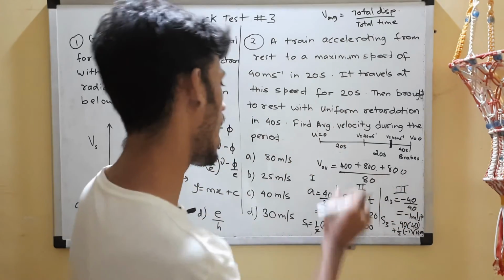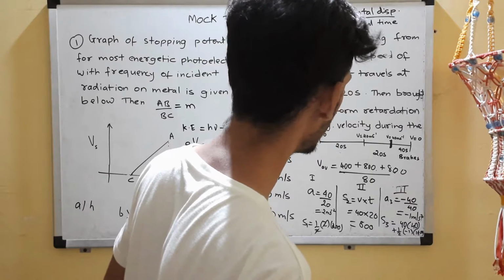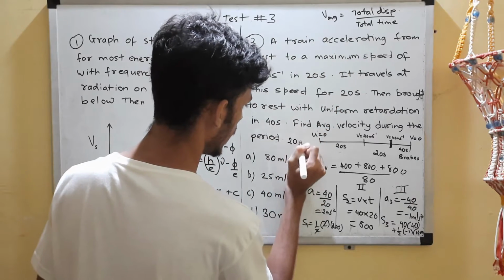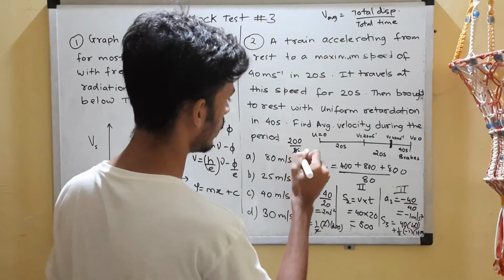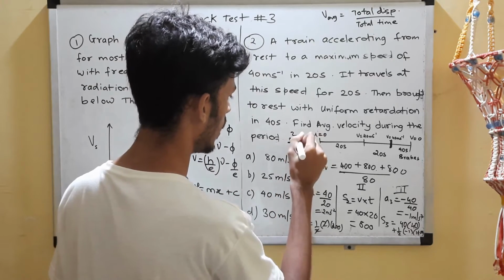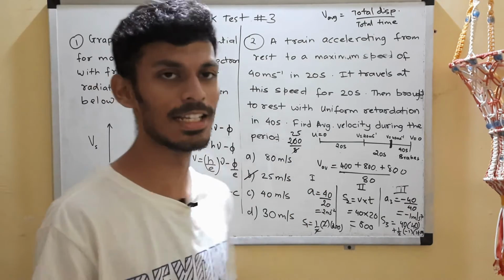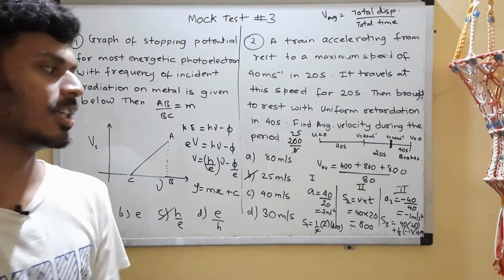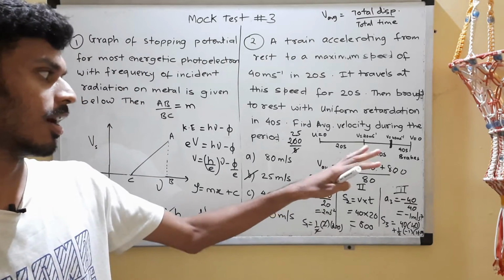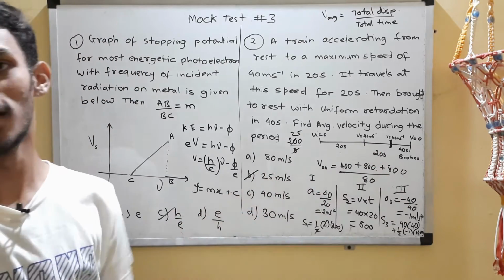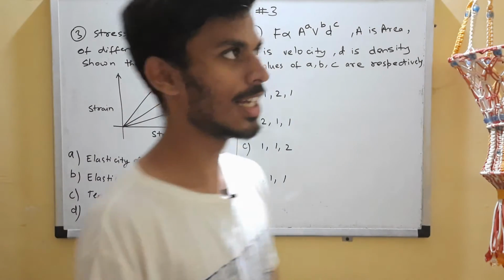So 800, 800 and 400, so 2000, right? Total time is 80, so 2000 by 80, or 200 by 8. That is 25 meters per second. Yes, 25 meters per second is the correct choice over here. We just divided the journey into three parts and found out the distances in all three parts. Average velocity is total distance upon total time, as simple as that.